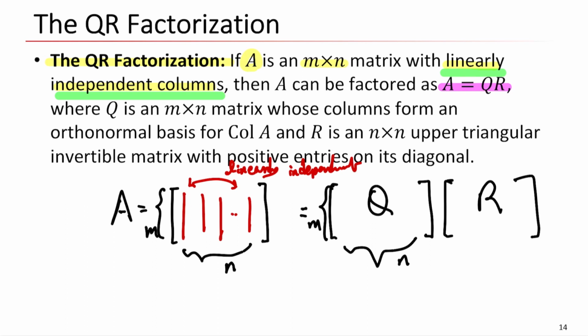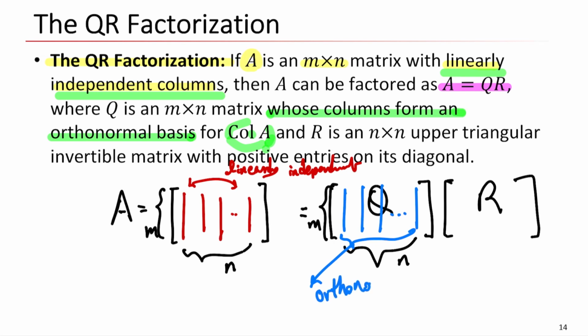And whose columns form an orthonormal basis for the column space of A. So these column vectors are also an orthonormal basis for the column space, right? So in other words, how can we find an orthonormal basis? Actually, we can find an orthonormal basis by using the Gram-Schmidt process, right?